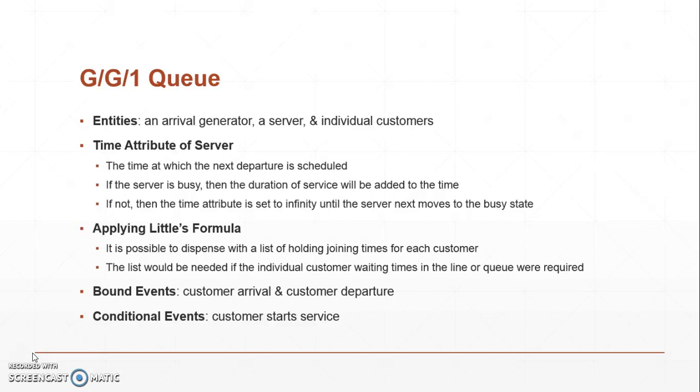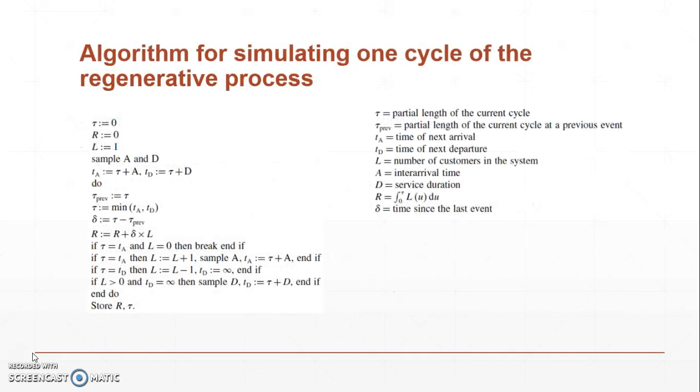Our bound events for the queue are customer arrival and customer departure, and we only have one conditional event, customer starts service. Here is an algorithm that the book provided in Maple, which is the language they use. It's an algorithm for simulating one cycle of the regenerative process.